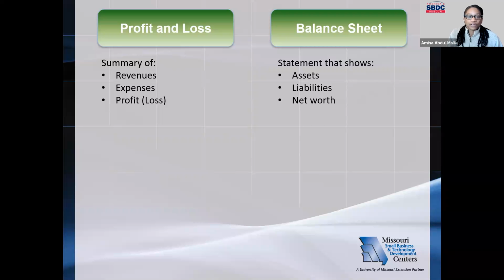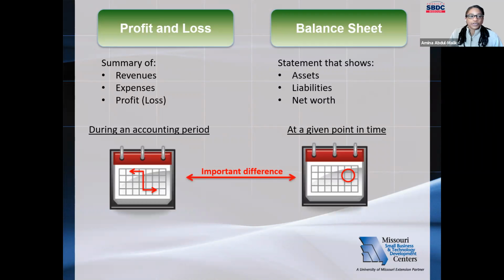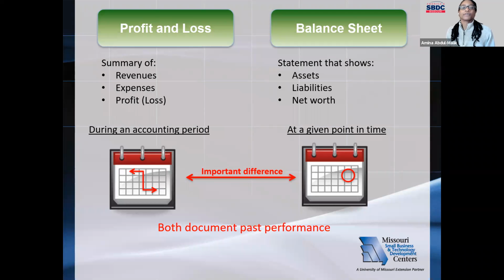So when you're looking at a profit and loss statement and a balance sheet, they are showing you a few different pieces of information. Your profit and loss statement is showing you what a company sold and what a company spent over a period of time, okay? It's going to show you how much a company made and how much a company spent over a period of time, usually over a year.